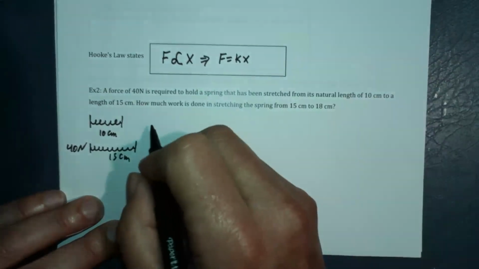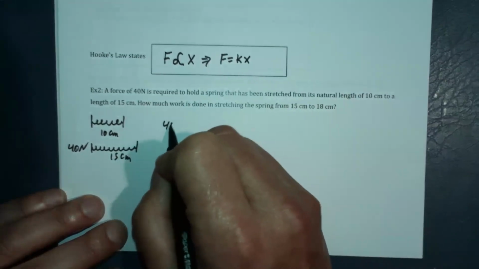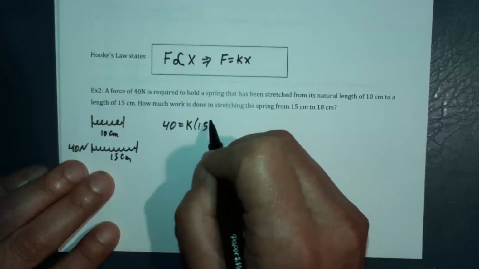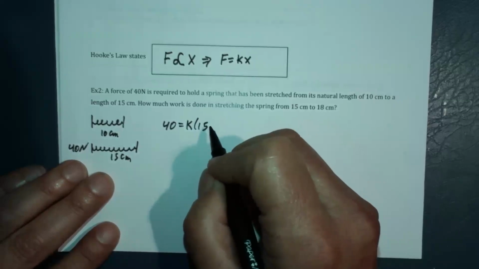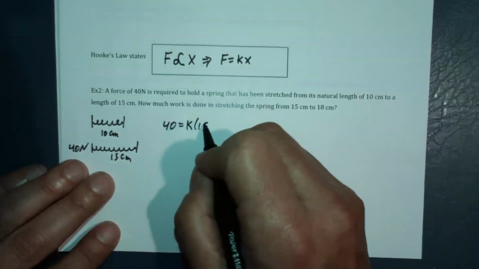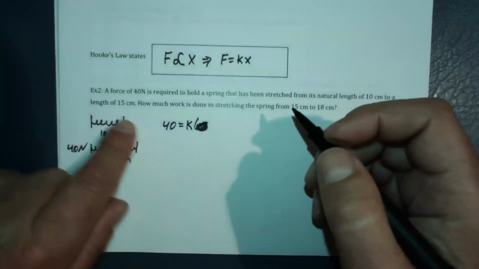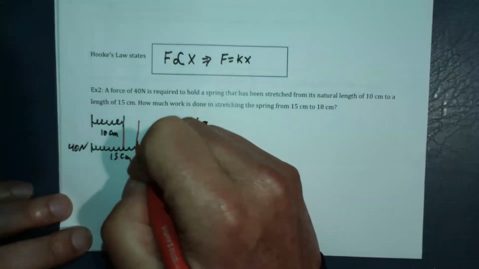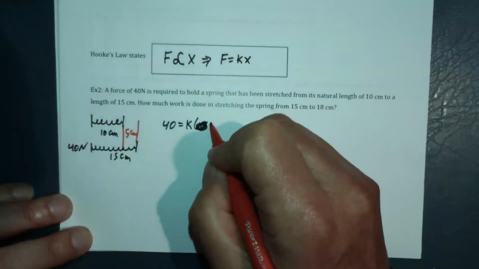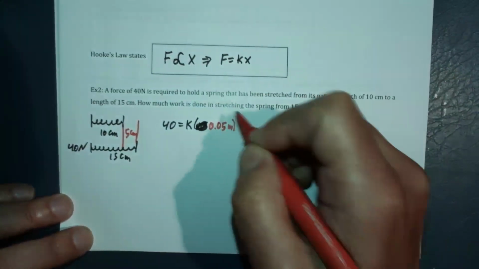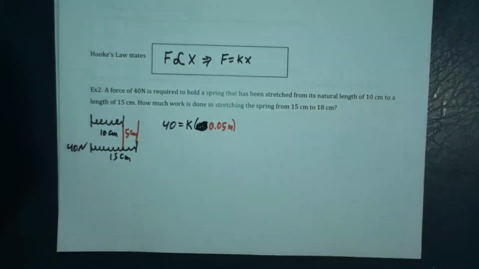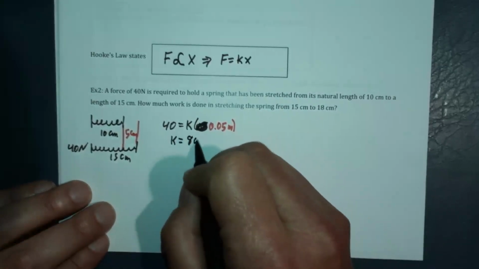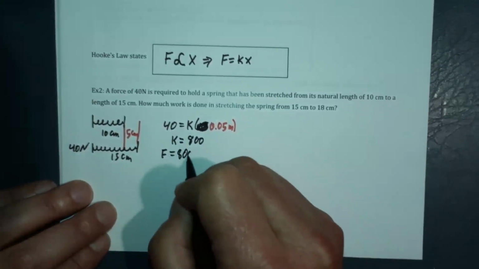Now, because we know that it's proportionate, we're going to say that the force 40 is equal to the constant of proportionality times 0.05. Pardon me. Now, I want to be clear, this needs to be in meters. So we are stretching it a total of 5 centimeters, which is 0.05 meters. So dividing that out, I'm going to get that K is equal to 800. So my force is equal to 800 x.